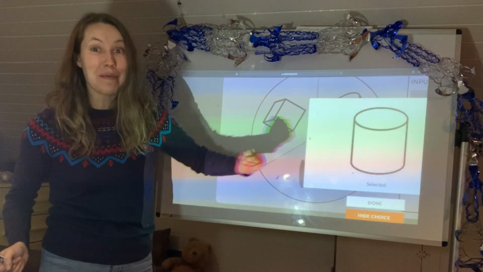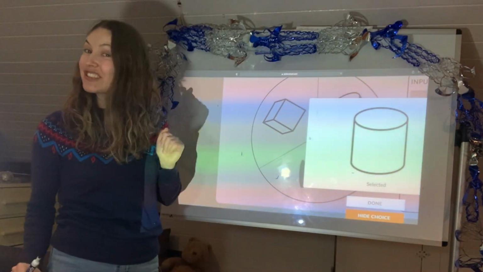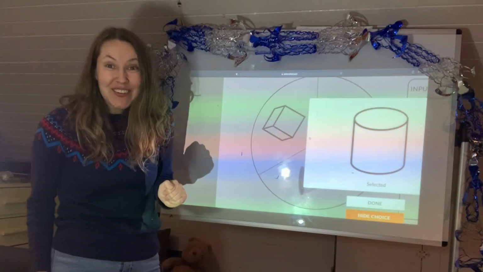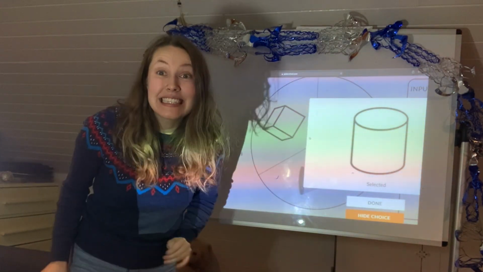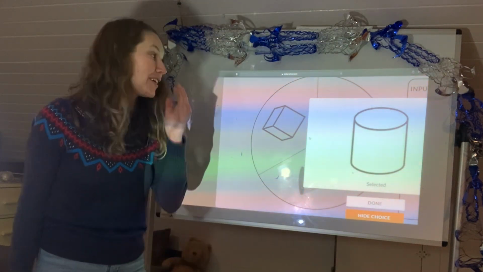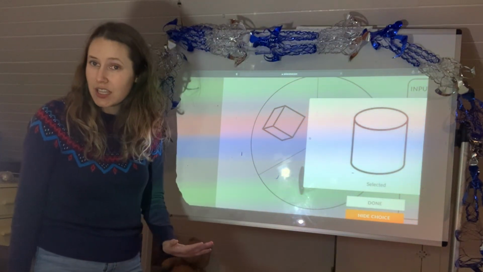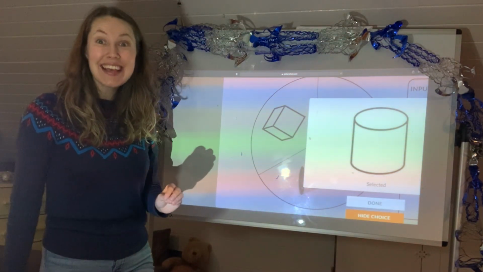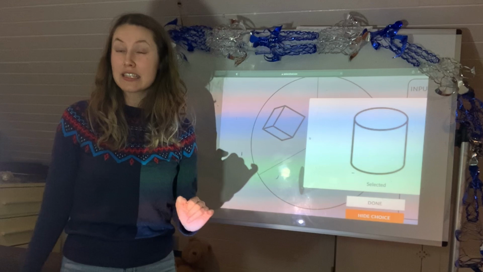Okay, let's talk about this shape. What is this shape called? Kind of a tricky one. This one is a cylinder. A cylinder. Now, what do we notice about a cylinder? Is it flat or solid? This is a solid shape, right? This is a solid shape.